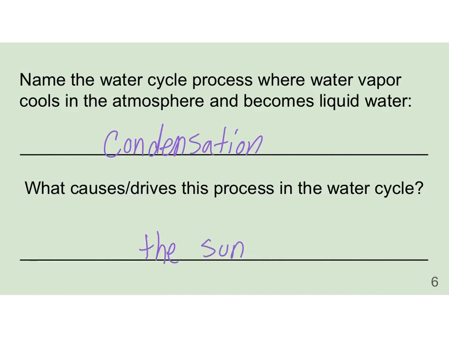Okay, name the water cycle process where water vapor cools in the atmosphere and becomes liquid water. That process is called condensation. It's turning from a gas into a liquid because the air is getting colder. What causes and drives this process in the water cycle? That would be the sun, not gravity, the sun.